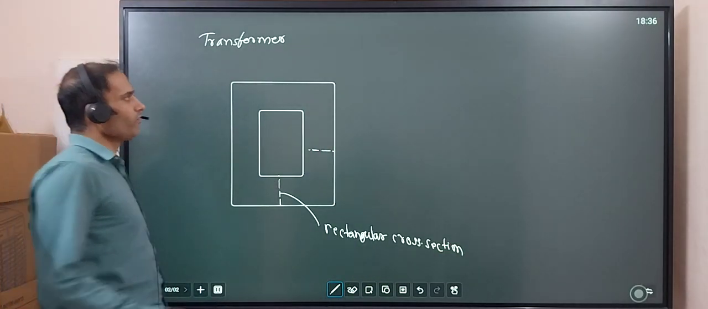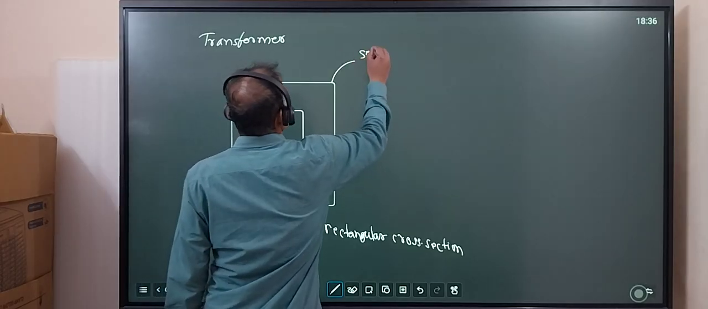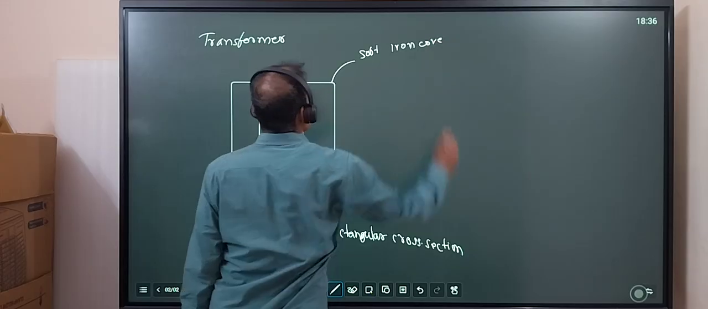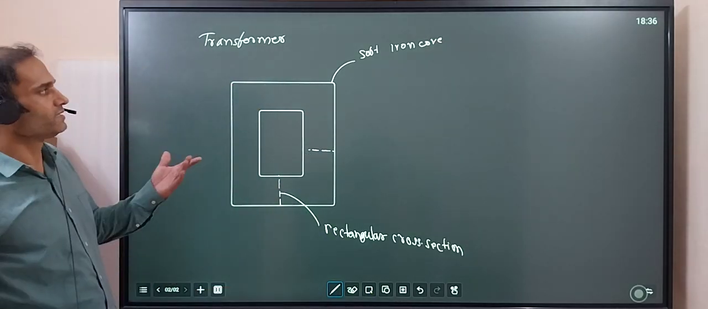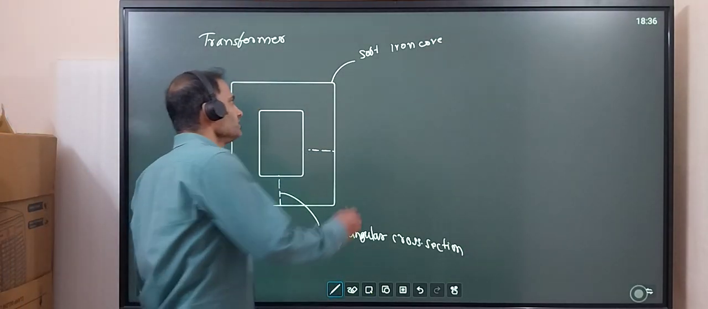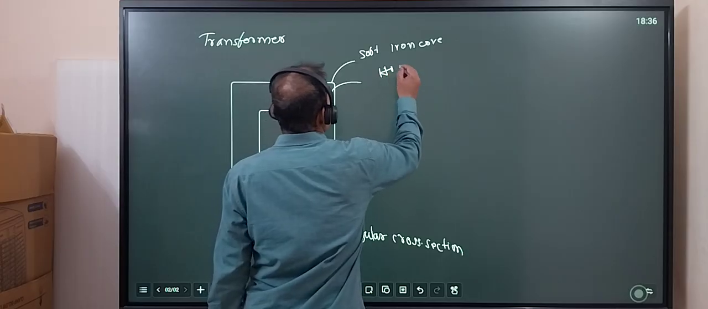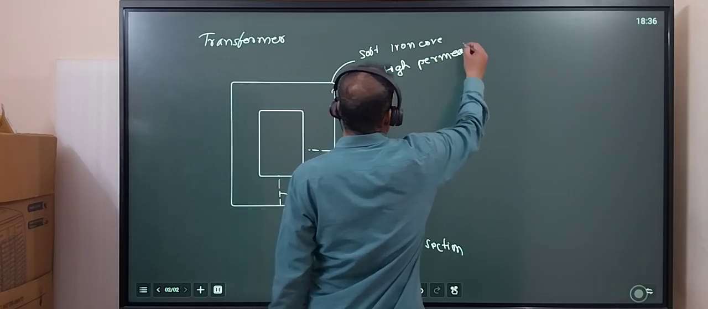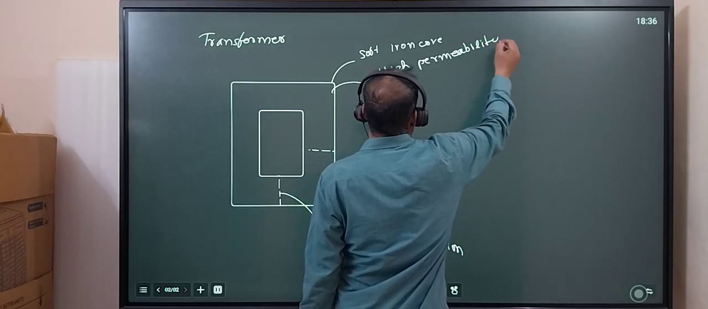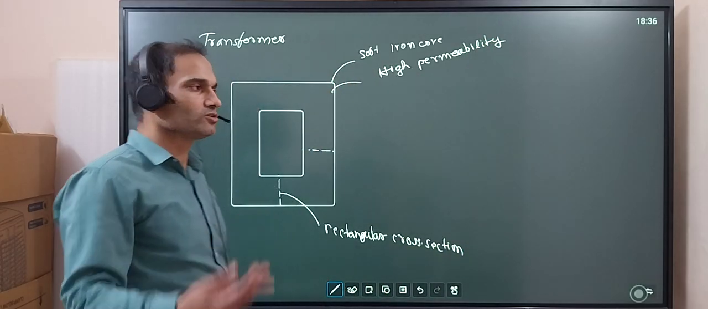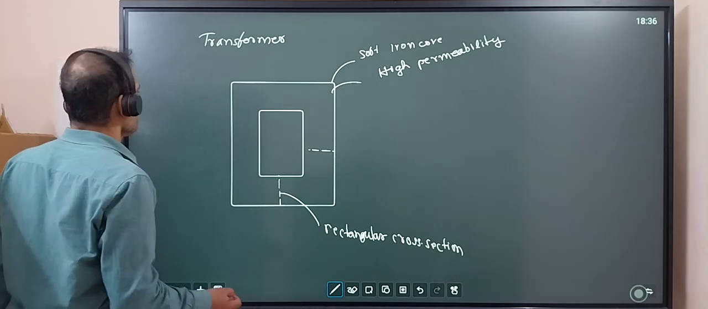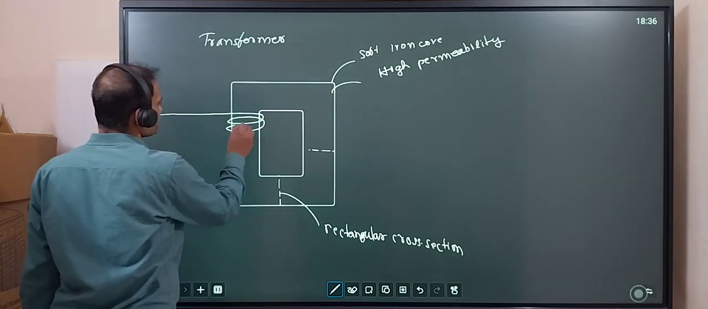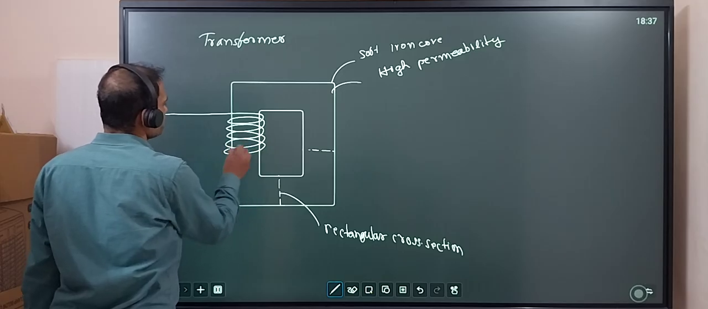Now this is a soft iron core. It has high susceptibility, very high permeability. And what happens because of this high permeability? We are going to apply a source of EMF. We call this the primary winding.